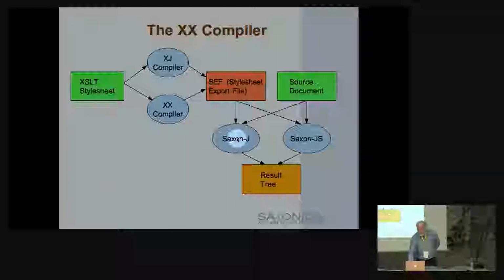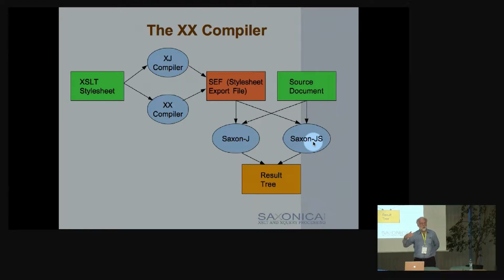Currently, we've got two runtimes, a Java runtime, which can be cross-compiled into other languages, but it's basically Java source code, and a JavaScript runtime, which currently runs in the browser, but which we hope to get running on Node.js. And that takes a source document, reads the style sheet export file, either interprets it or does code generation or whatever. So you've got a runtime component here to produce the result tree.